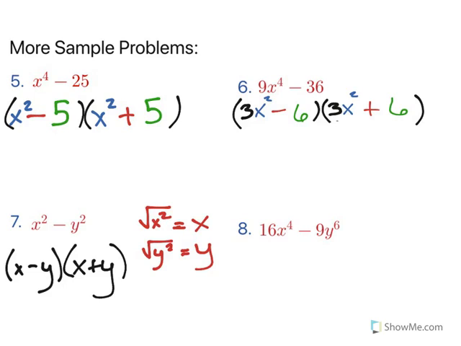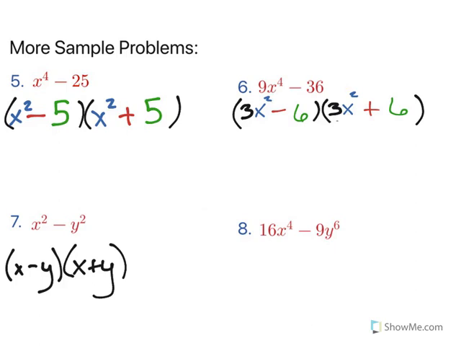If we went ahead and did the FOIL method, we would get x squared minus yx plus yx and minus y squared. Our middle terms would cancel each other out, leaving us just with that x squared minus y squared.